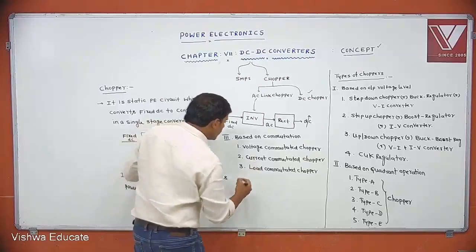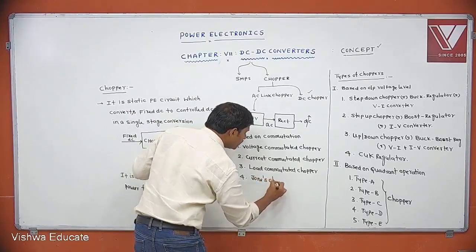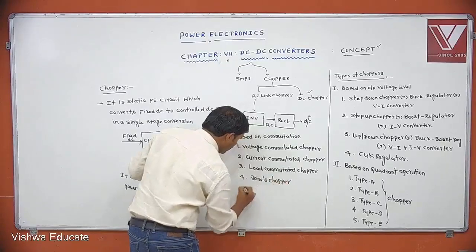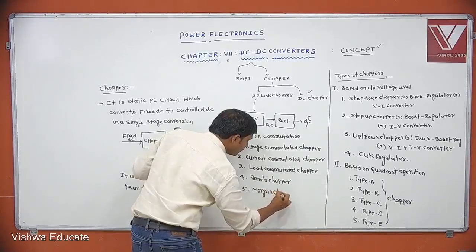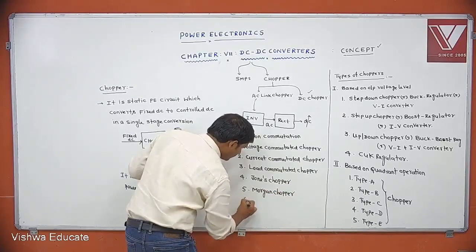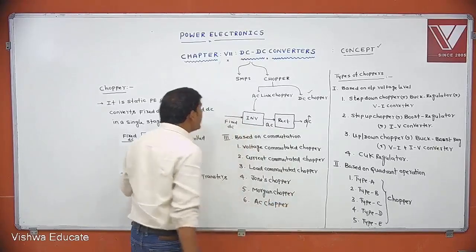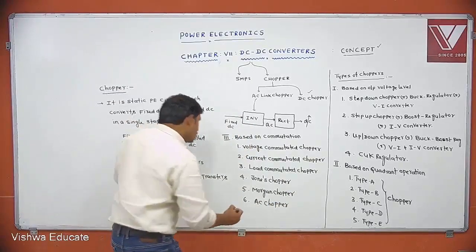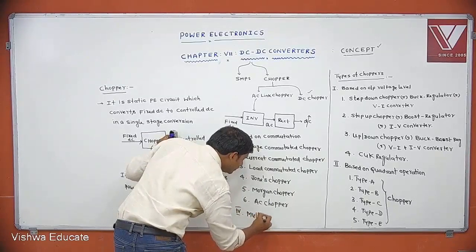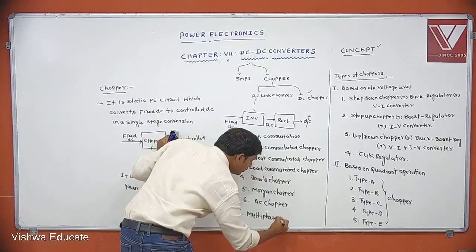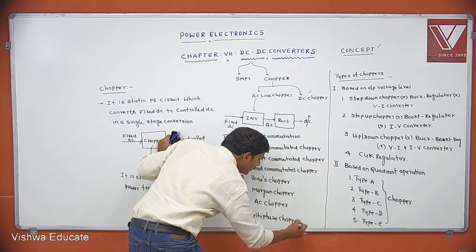Load commutated chopper, Jones chopper, Morgan chopper, next AC chopper. These are the types of choppers based on the commutation. The fourth classification, based on application, is the multi-phase chopper.